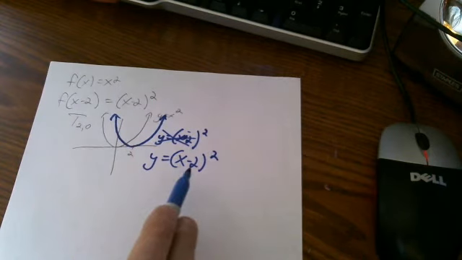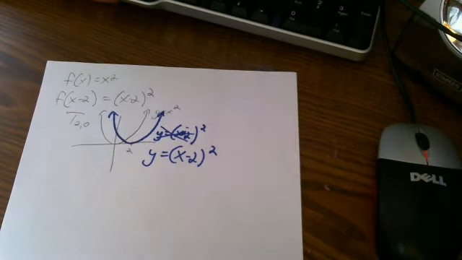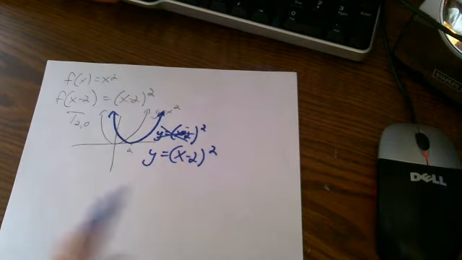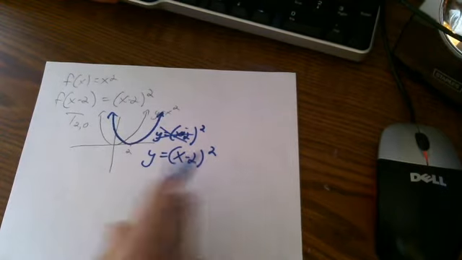Inside of the function means x direction, but opposite direction. Now, function in this case means whatever the equation is asking you to do. The function here we're working with is something being squared. So the minus 2 is before we square it.